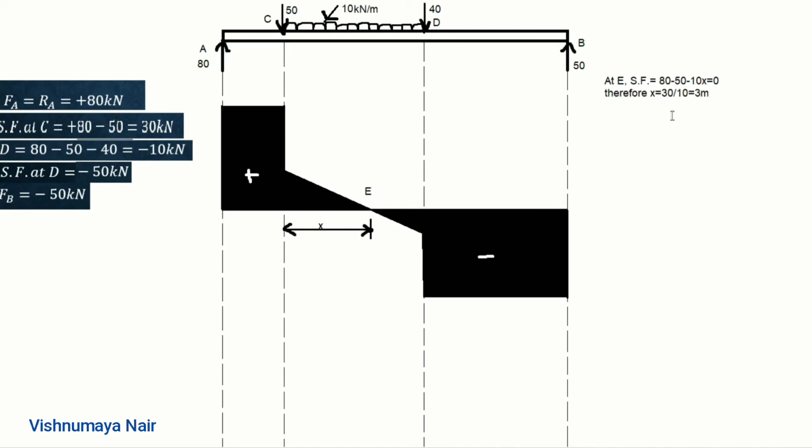Now 10x will be equal to 30 and x will be equal to 30 by 10, which will be equal to 3 meters. Therefore, the point E, that is the point of 0 shear force, is located at a distance of 3 meters from the point C.